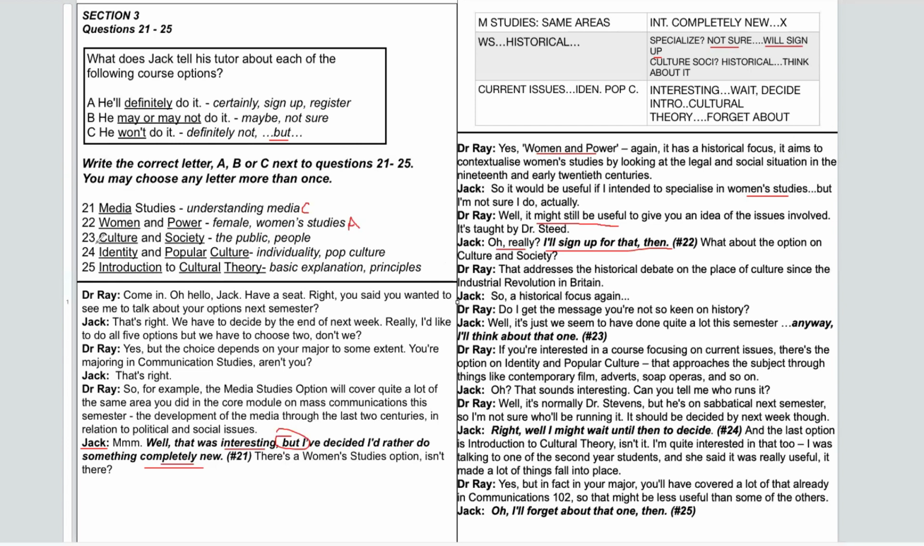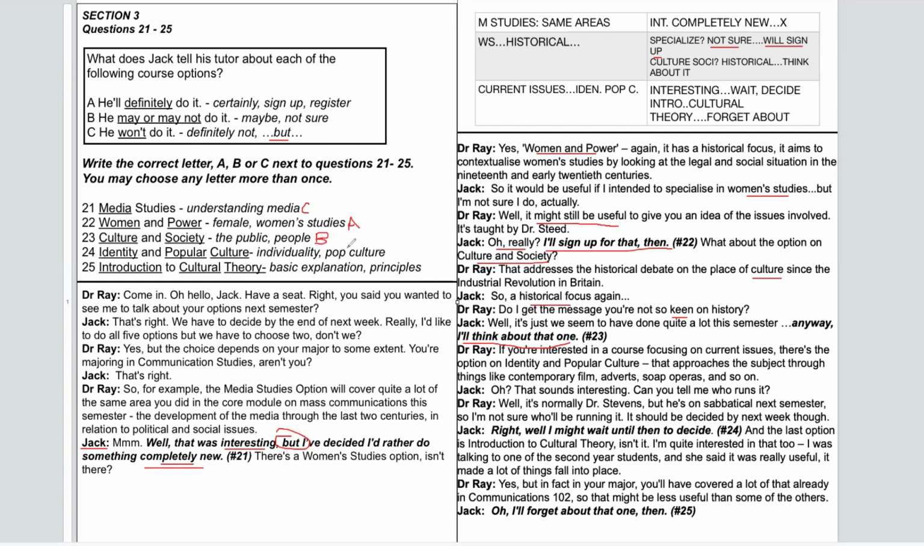Let's go to number 23, culture and society. Dr. Ray says culture here. Jack says culture and society. Dr. Ray says culture in her following statement. And Jack says, historical focus. He's not too keen on that. So Jack says, we seem to have done quite a lot this semester. Anyway, I'll think about that one. And think about it is a great synonym for may or may not. So in this case, number 23 is B.